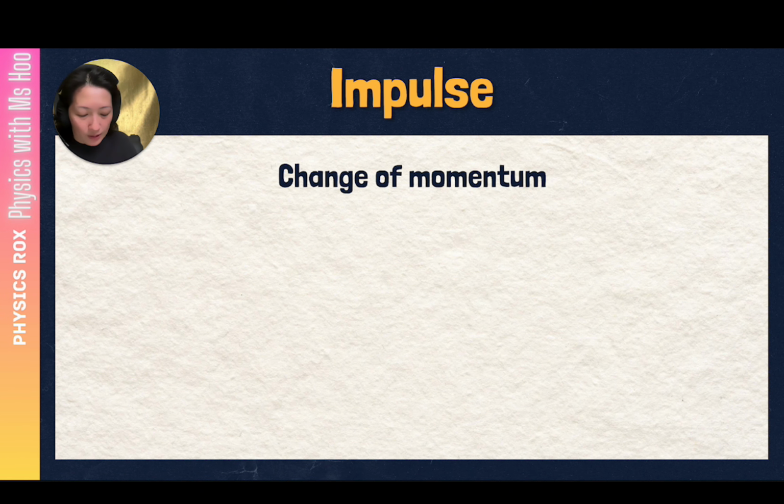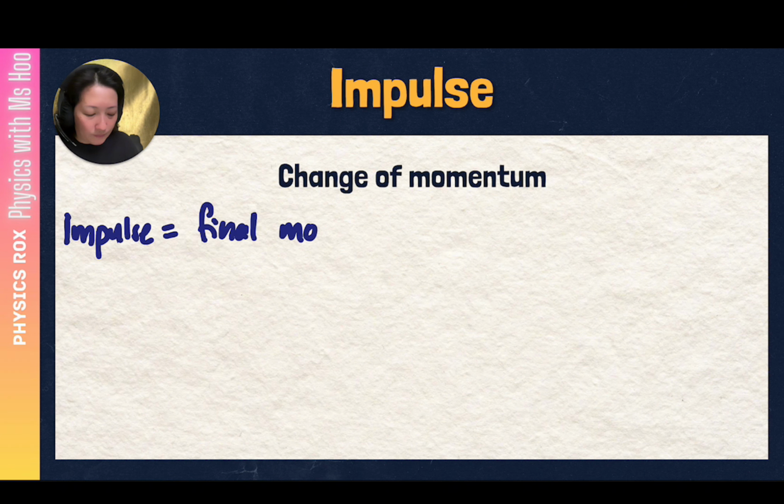Based on that, the formula for impulse would be final momentum minus initial momentum.